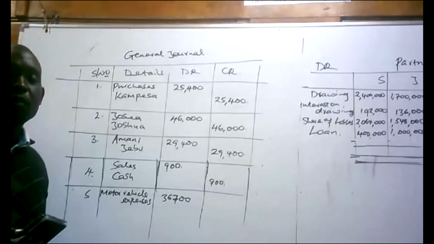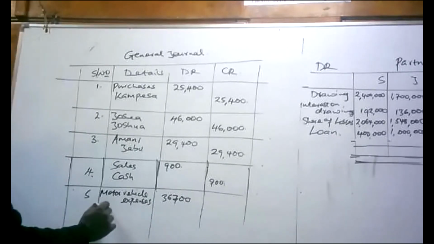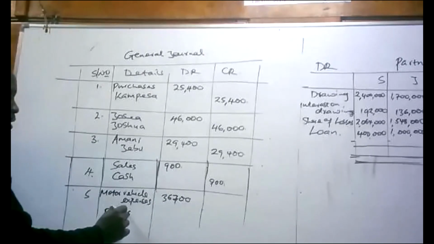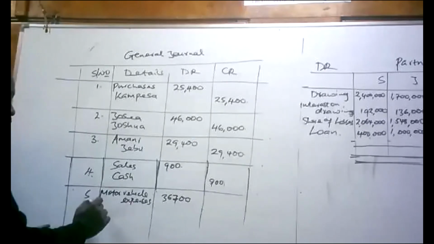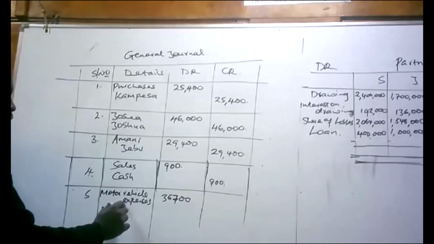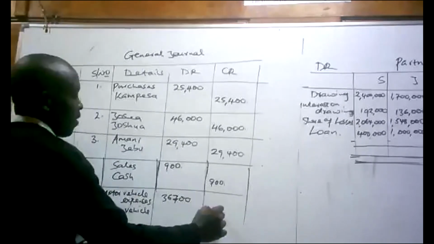As we correct this, there is this figure of 36,700 that is in the wrong account. How do we remove it? Having been debited there, we shall credit it. No, Mwalimu, it's not purchases, it's the motor vehicle account. Oh, okay. Yeah. It is motor vehicle. 36,700.